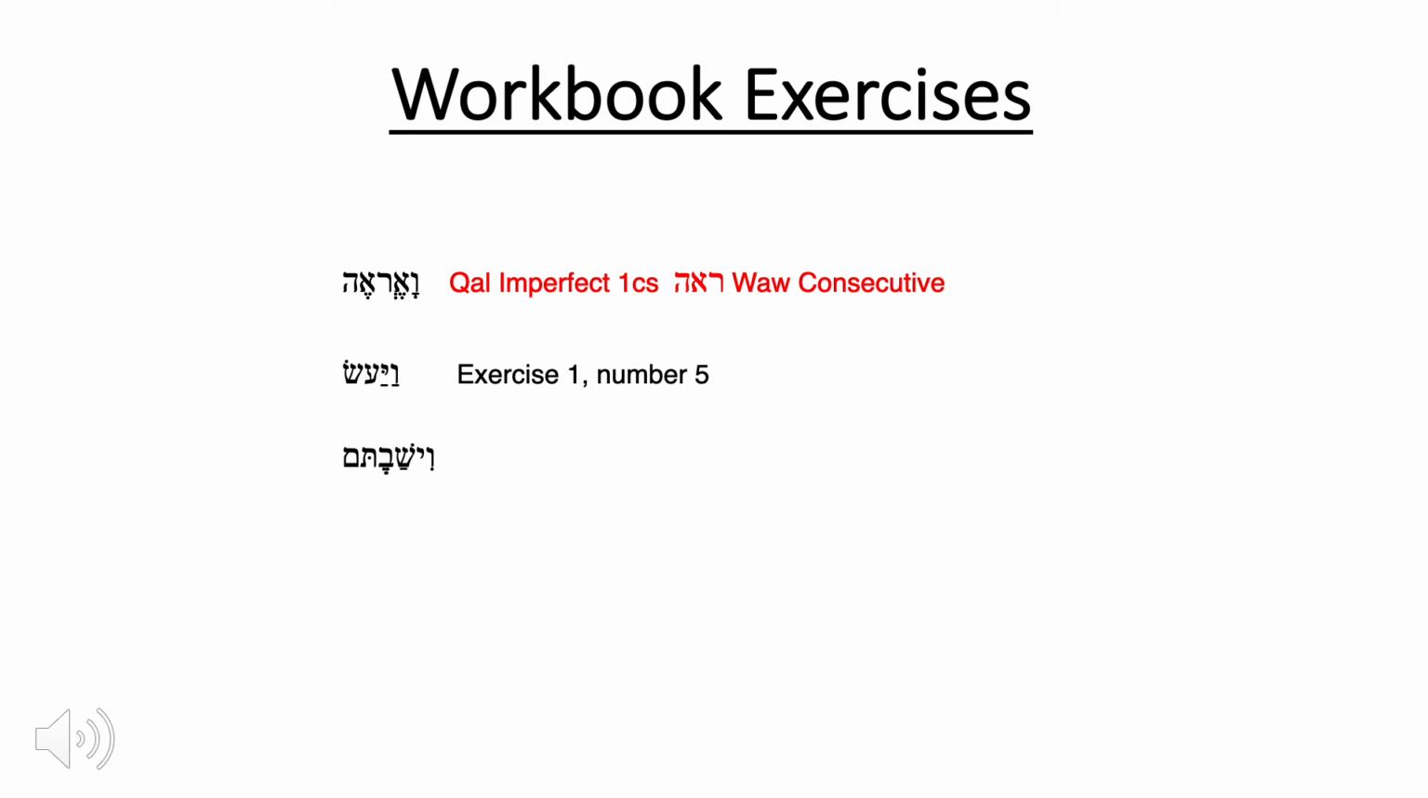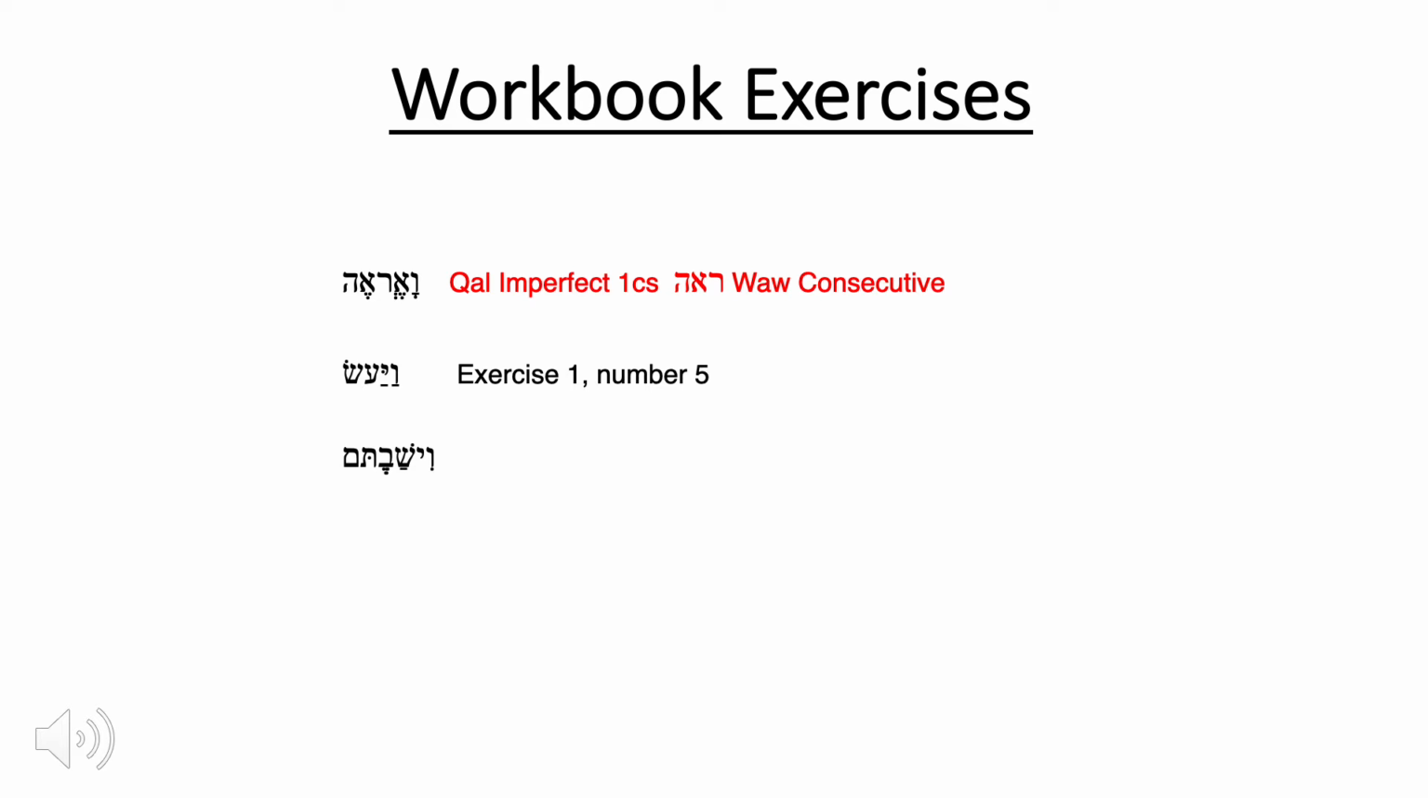This first example is a Qal imperfect 1CS from Ra'ah, to see. The first aleph is actually the preformative of the imperfect with the segol. However, this is also a Vav consecutive, but it cannot place the dagesh into the aleph according to the typical form, so the patach under the Vav actually lengthens to become a kametz. So this is a Vav consecutive Qal imperfect 1CS from Ra'ah.